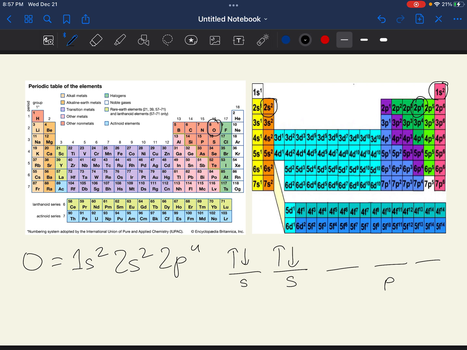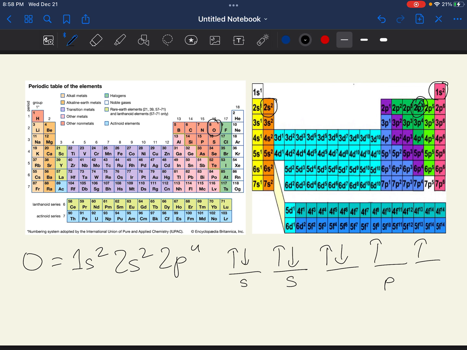Hund's rule said we need to add 1 electron to each orbital before we start pairing it up. So when we add 1 electron to each orbital, that's only 3. We need 4, right? So we'd have to go back and pair it up and put an opposite spin to it, which means we have to put the arrow in the opposite direction. So that's the orbital notation of oxygen.